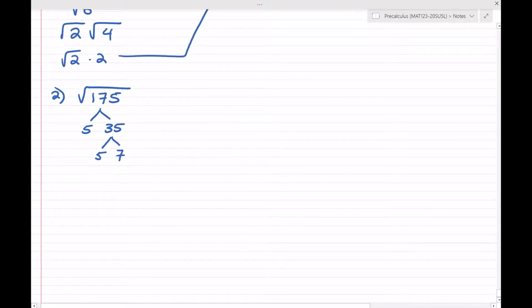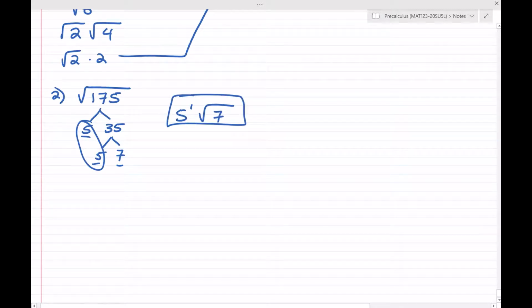And we'll do what we did before. We're looking for groups of 2 of the same numbers. Here's a group of 5, one group of 5s, and then there's a 7 left over. So that would be the answer.